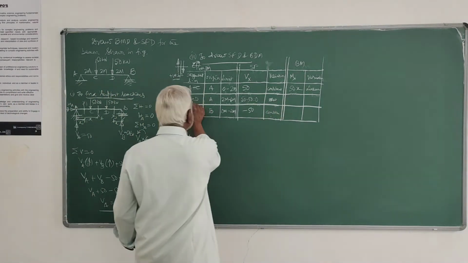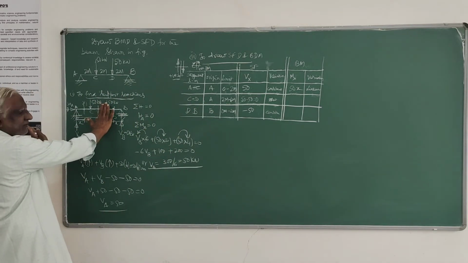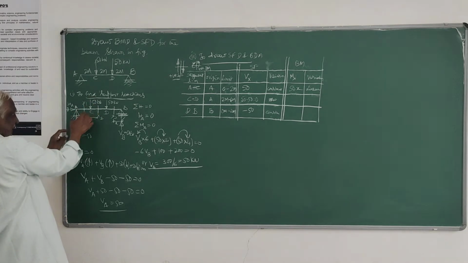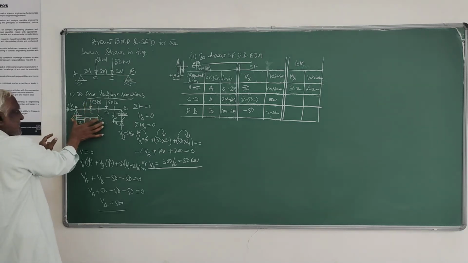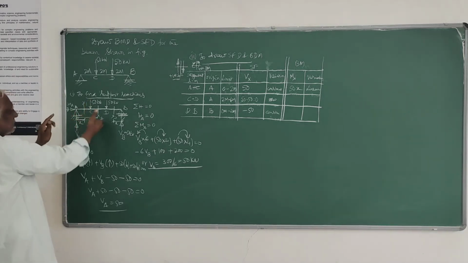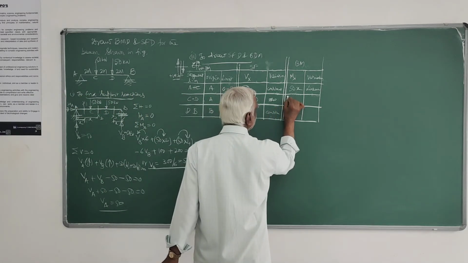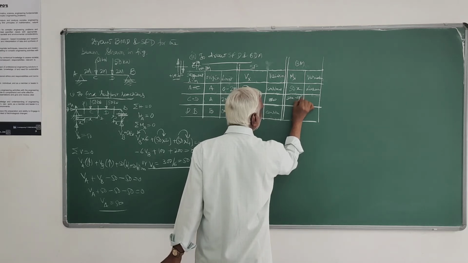So for the next section, CD section, again you take the left side, it is 50 into x. Then that is clockwise. Due to this, it is 50 into x minus 2. So that is anti-clockwise. So this is 50x minus 50 into x minus 2.